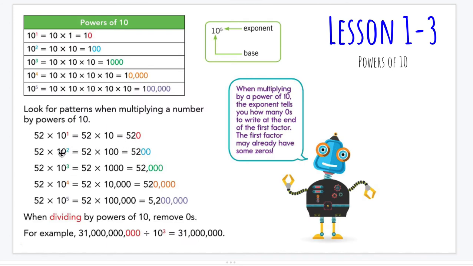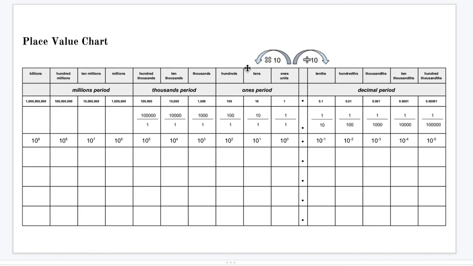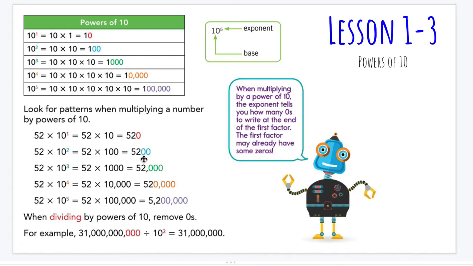See? And if 52 times 10 to the 2nd power means that I'm multiplying it times 100, that means I'm taking 2 hops to the left. So I'm starting here and taking 2 hops to the left. That means the 5 will be in the thousands, the 2 will be in the hundreds spot, creating the number 5,200. Same thing, 3 hops to the left would craft this number, 4 hops to the left would create this one, and so on. So you're going to start to notice some patterning within the powers of 10.